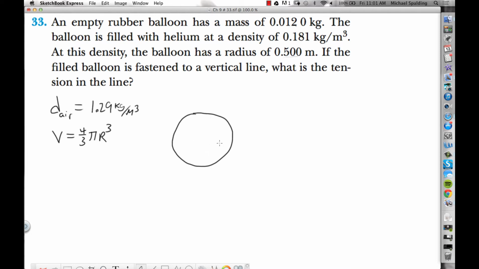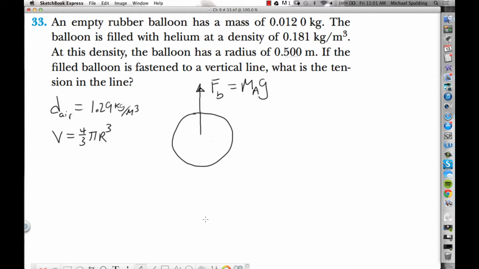Okay, so here's the balloon. What are the forces on the balloon? Well, definitely there's a buoyant force up. What is the buoyant force equal to? The weight of the displaced fluid, which is going to be mg for the air. So A is air. Ma is mass of air.